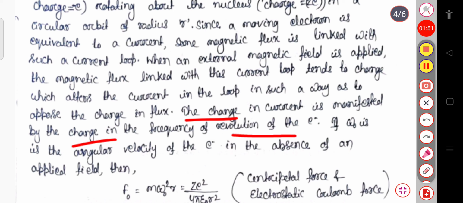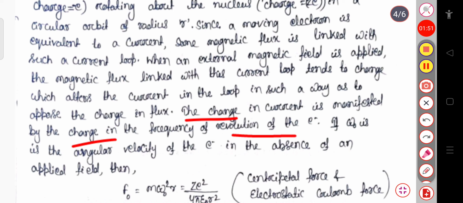Now, if omega naught is the angular velocity of the electron in the absence of an applied field, then we can write the force, that is the centripetal force, will be equal to m omega naught square r, which is also equal to the electrostatic Coulomb force, that is Z e square divided by 4 pi epsilon naught r square.